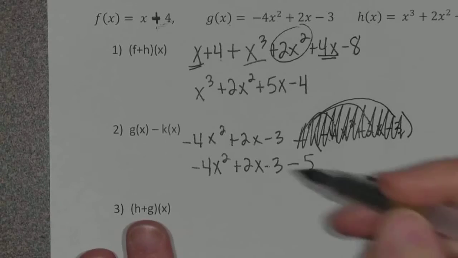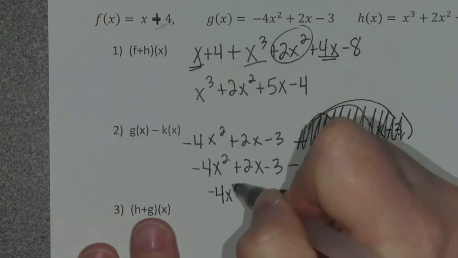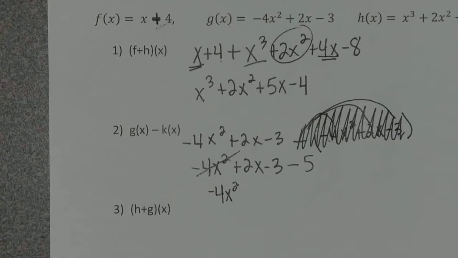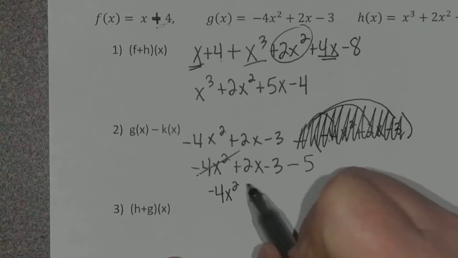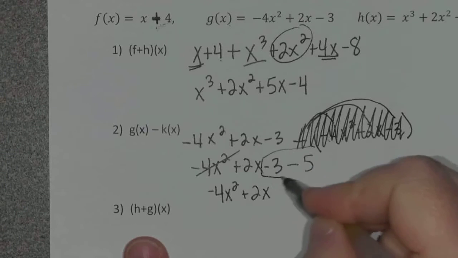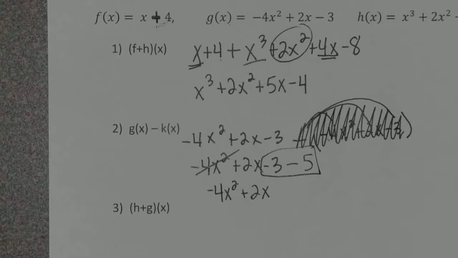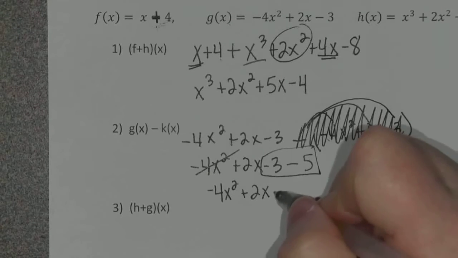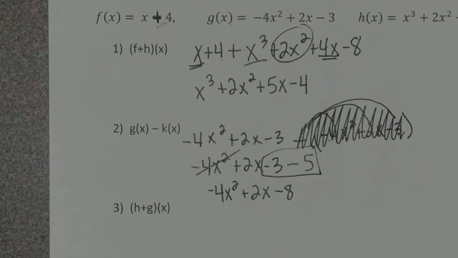So combining like terms now. We're going to start with the negative 4x squared because we don't have anything else to combine with it. We don't have anything to combine with the 2x, but what do these numbers right here combine together to be? Negative 8. Okay. Questions on how I did that? Again, I'm sorry I wrote down the wrong function.